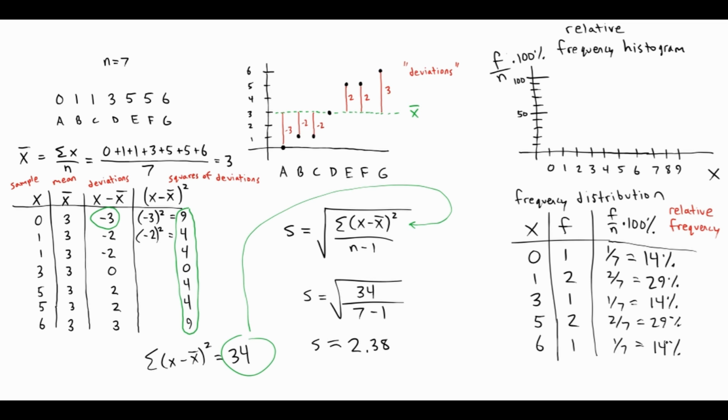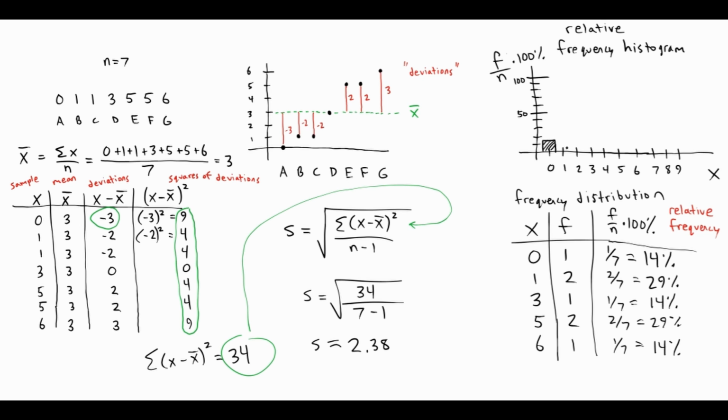Until you have all your percents. And those percents will become the heights of your bars. So there's only 14% zeros.